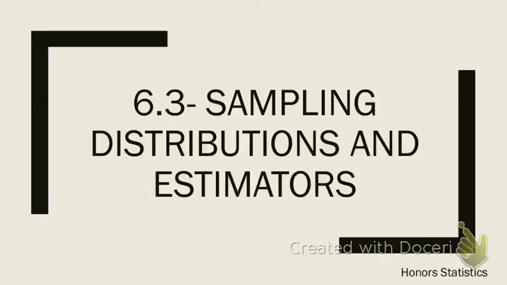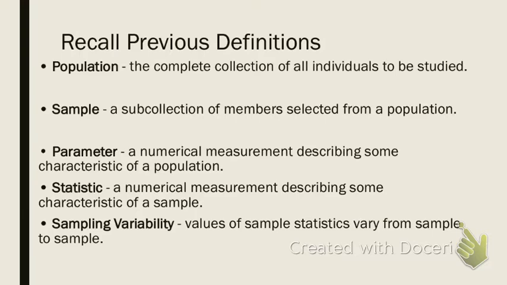So 6.3, sampling distributions and estimators. Here are some definitions of things you have already seen in the previous chapters. Population, if you want to shorthand this, maybe not write all of it, but just in your own words, that's okay too. A population would be all individuals. Sample would just be a sub-collection or a part of it.